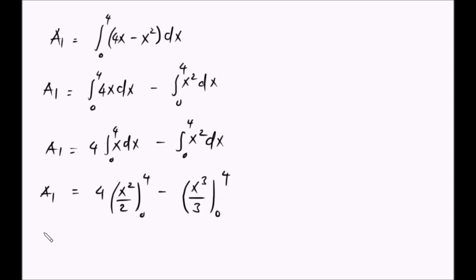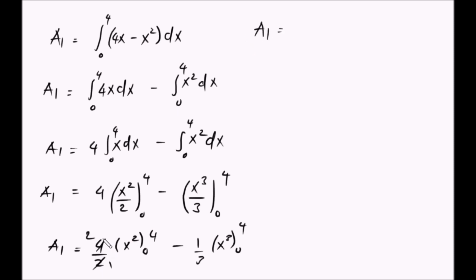So 3 na 2 ni constant, naweza nikazitoa nje. So kutakuwa na 4 over 2. So hii ni x squared from 0 to 4 minus 1 over 3 x cube from 0 to 4. So hii 0 na 4 tunaziita limits of integration. Sasa naweza nikaziingiza ndani sasa. So my a1 now is going to be equal to, so hapa divide by 2 1, divide by 2 2.